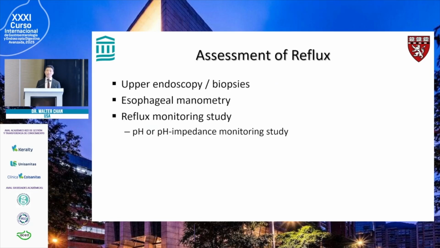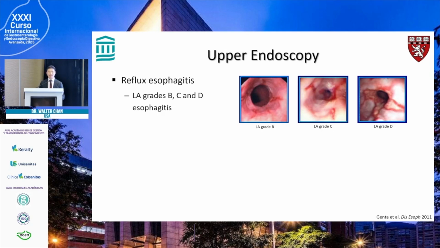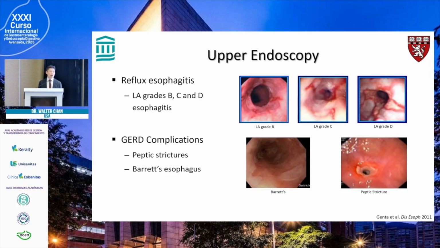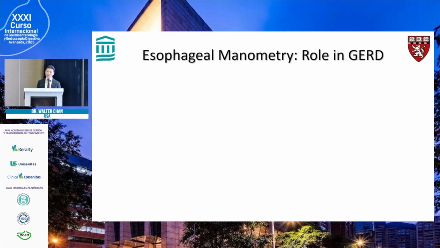First of all, we want to distinguish those with true abnormal reflux from those with functional disorders. There are a number of ways that we assess reflux: upper endoscopy, esophageal manometry, and reflux monitoring studies. So what do we look for in upper endoscopy? I think we're all very familiar with high-grade esophagitis per the Los Angeles classification, anything that's LA grade B, C, or D esophagitis, or other GERD complications like peptic strictures or signs of Barrett's esophagus, which suggest abnormal underlying reflux.